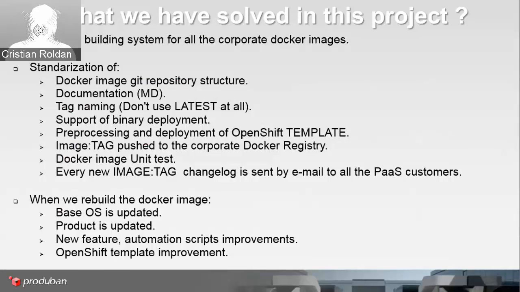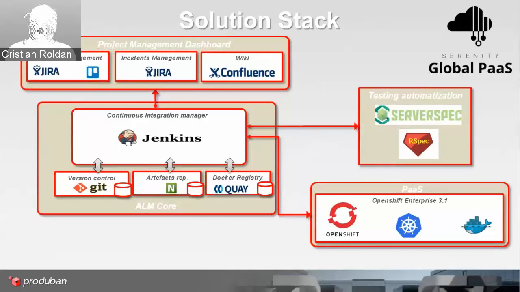Also, we update when the product is updated. For instance, if we receive a notification that OpenJDK is updated, we also update the corporate Docker image. We also could include new features or automation scripts. So for that reason, we also rebuild the image. And if we need to update the template, we rebuild the Docker image. Okay. So in the next slide, Julian is going to talk about the global solution, and also we will try to do a live demo.